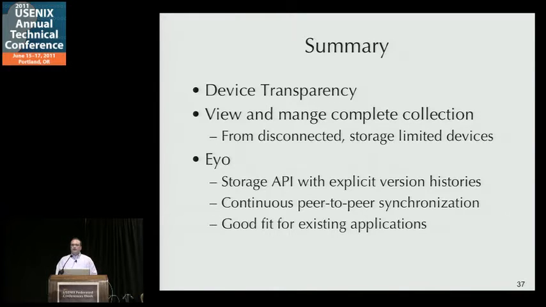To summarize, I've described this new property that I would like distributed storage systems to have, called device transparency, whereby you see the same content in a collection regardless of which of your devices you look at. It provides the ability to manage your collection from any one of your devices, regardless of which devices actually store the content itself. I described EO, a system we built with a new storage API with explicit version histories to make this useful. It uses continuous peer-to-peer synchronization whenever the network permits, and I described how it fits in with a few existing applications. Happy to take your questions.